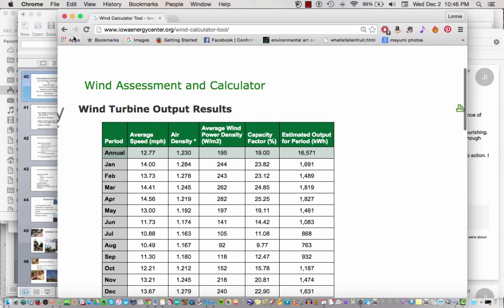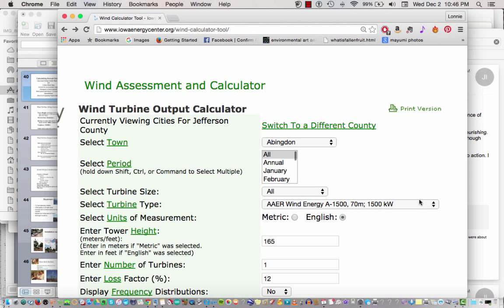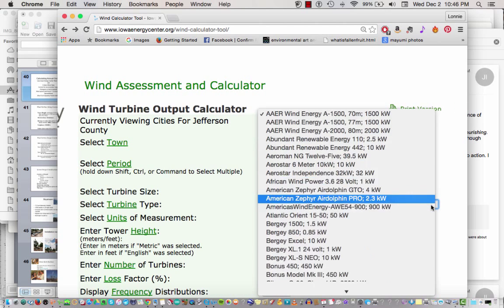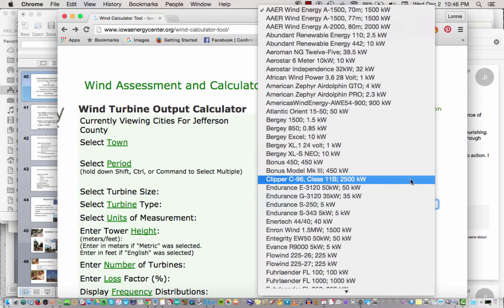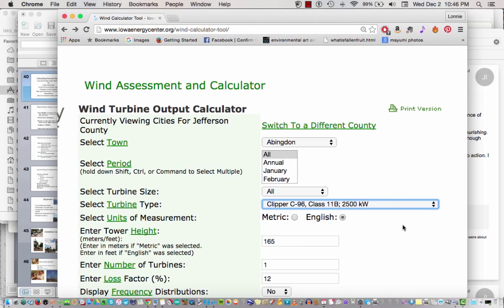Let's take a look at a really big wind turbine, like one that might supply the energy for Maharishi University of Management. Let's look at a Clipper. Yeah, Clipper. This is the one that's up at, and let's put it on a 300-foot tower.